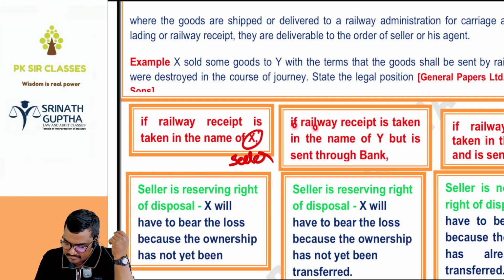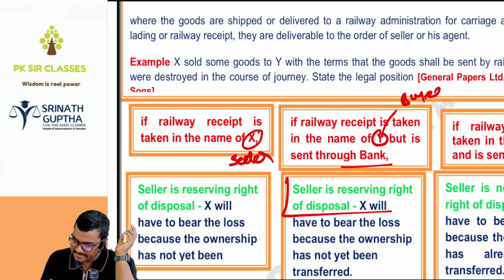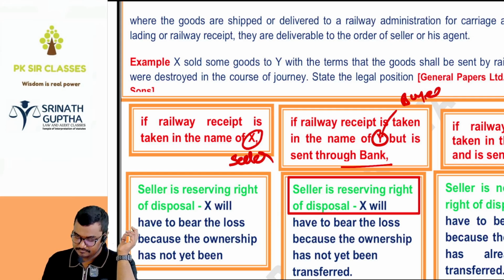If the railway receipt is taken in the name of the buyer, but it is sent to the bank. I am taking the receipt in your name only, but I am not giving it to you. I gave it to the bank. You have to go to the bank, deposit the money in the bank, then the bank will give the receipt, then you can take the goods from railways. So here also, whether I am giving the chance to take the goods, no, until you pay the price. Seller is reserving the right of disposal.